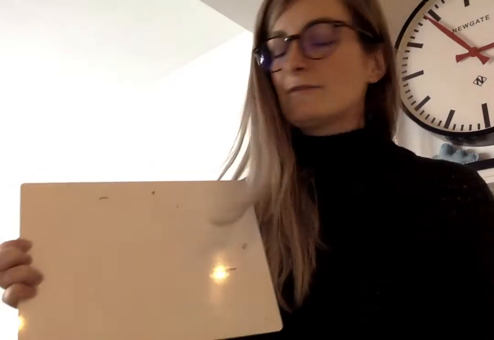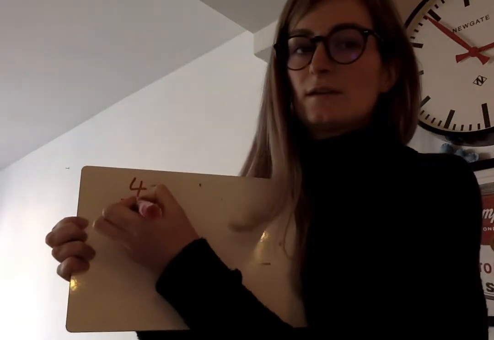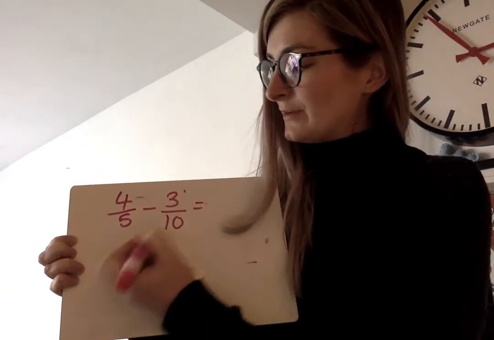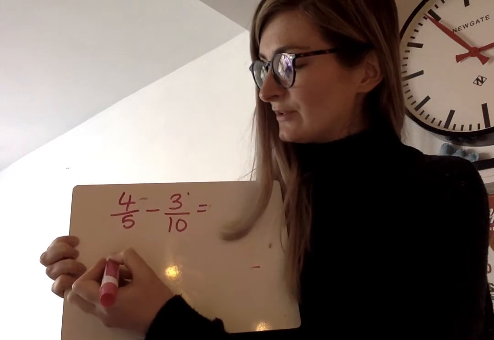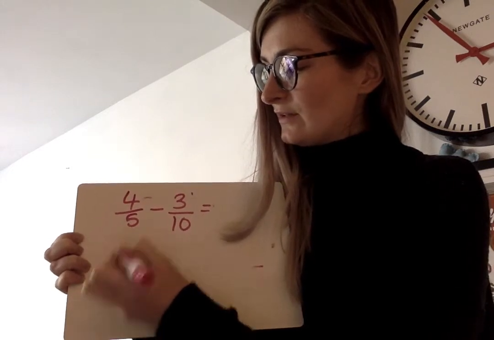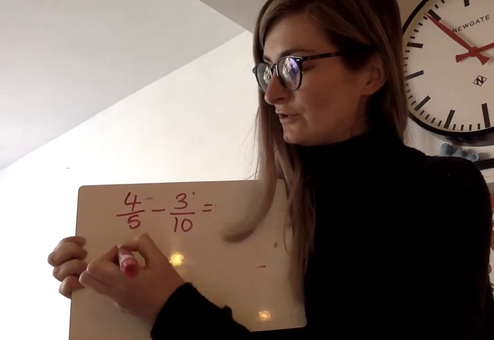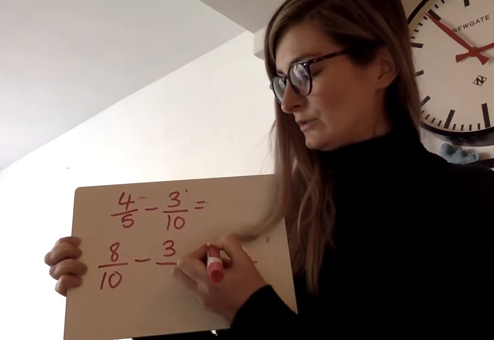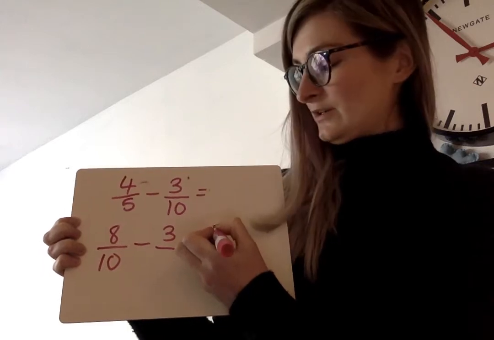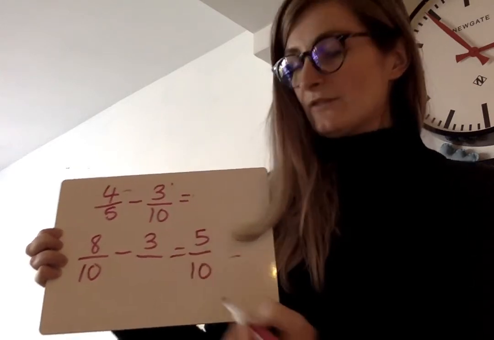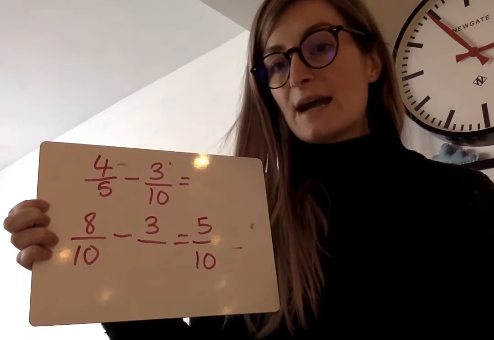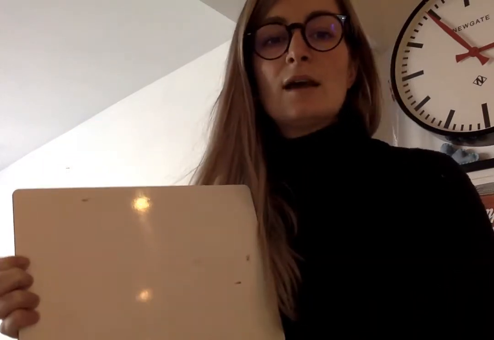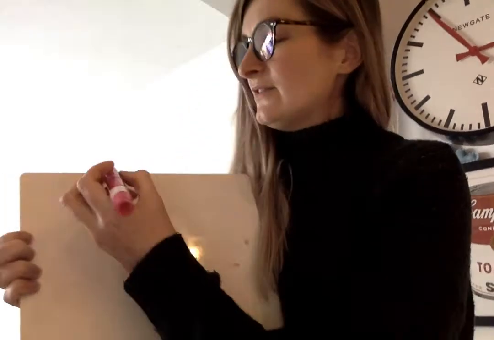Next is 4/5 subtract 3/10. The lowest common denominator is the tenths, so I'm going to turn this into tenths. 5 to 10 is times 2. 4 times 2 is 8. 8 take away 3 equals, oh my god, I forgot what 8 take away 3 was then, 5/10. Can you simplify that? Yes, you can. You should know straight away what 5/10 is the same as. What am I up to?